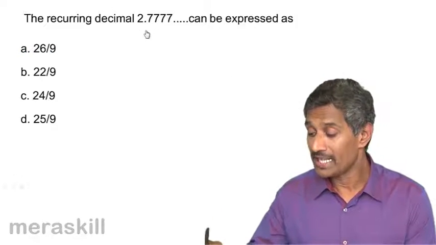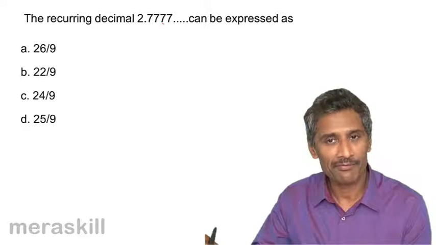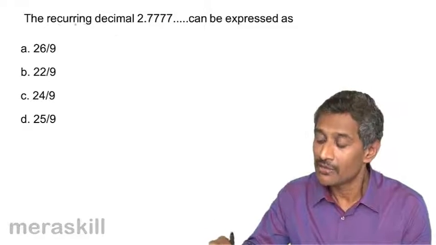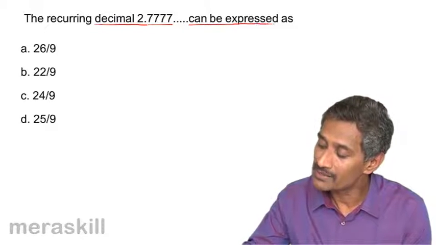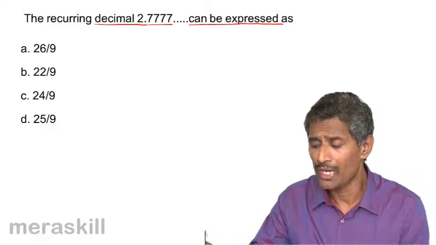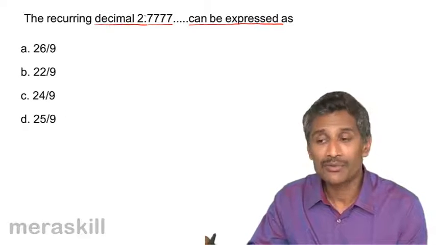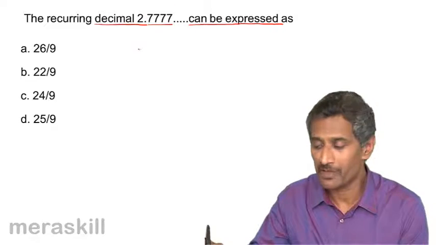Now, the next one is a little bit about number system. It's a little off, but let's just understand. The recurring decimal 2.777 can be expressed as which among these fractions? Now, what do you understand by recurring decimal? We need to find the value of this in terms of a fraction.